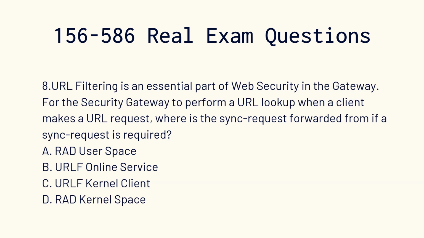8. URL filtering is an essential part of web security in the gateway. For the security gateway to perform a URL lookup when a client makes a URL request, where is the sync request forwarded from if a sync request is required? A. RAD user space. B. URLF online service. C. URLF kernel client. D. RAD kernel space.